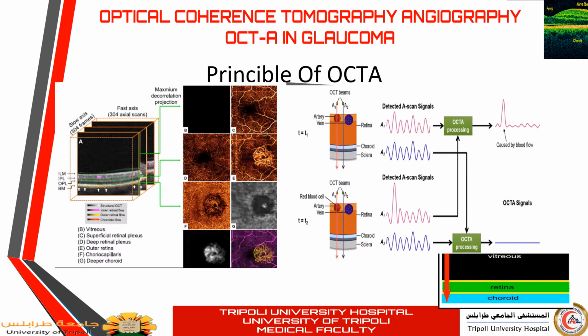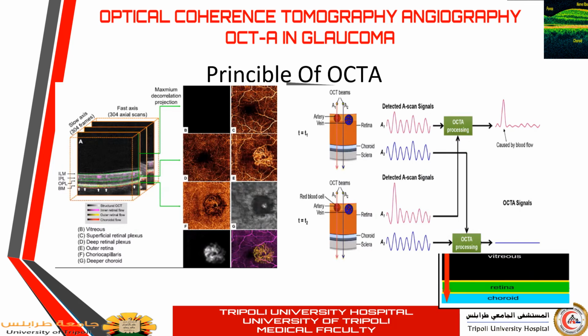Usually these two images are exactly the same, except for any moving particle. That's the retinal blood RBCs. Now, the difference between the signal from these two images is called the decorrelation signal. The decorrelation signal is the principle of OCT angio and gives you the flow contrast of the image.